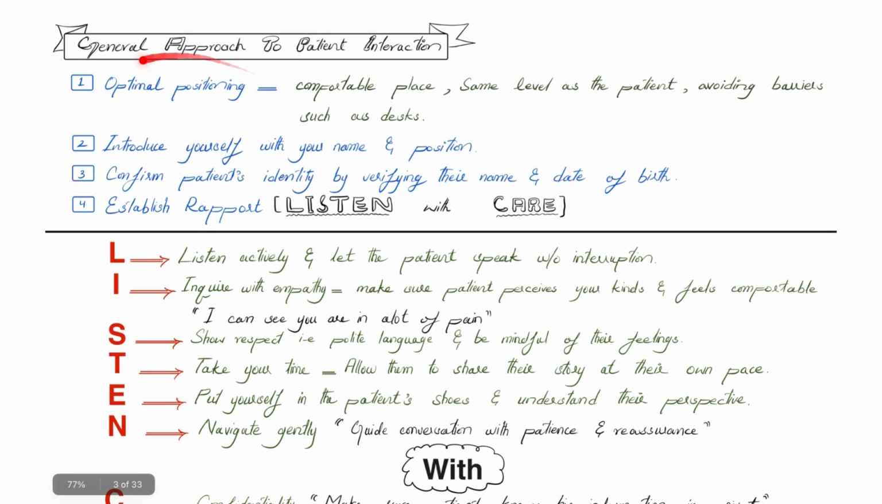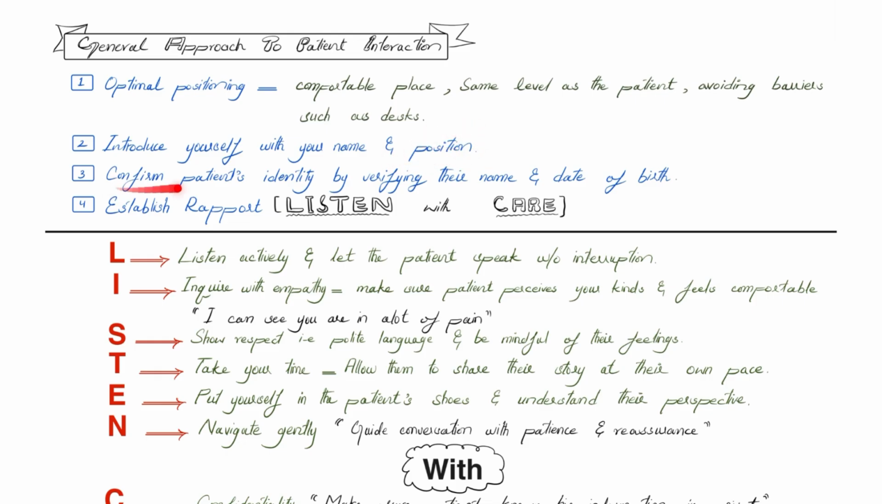First, optimal positioning. Patient and doctor should be at the same level. There should not be any barrier between them, like desks or chairs or any other things, and the place should be very, very comfortable. Then the doctor has to introduce himself and mention his position in the hospital. Like, my name is Dr. Ferali and I am working as a medical officer in this hospital, and I'm part of the team which is obliged to treat here.